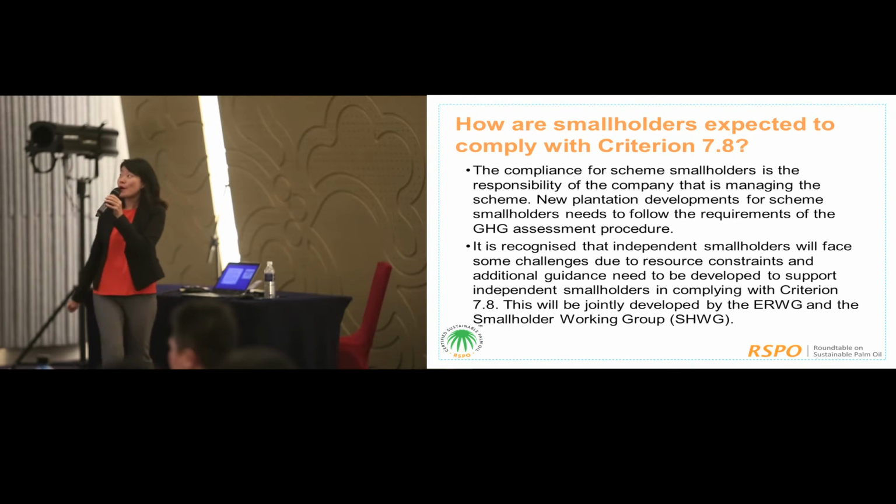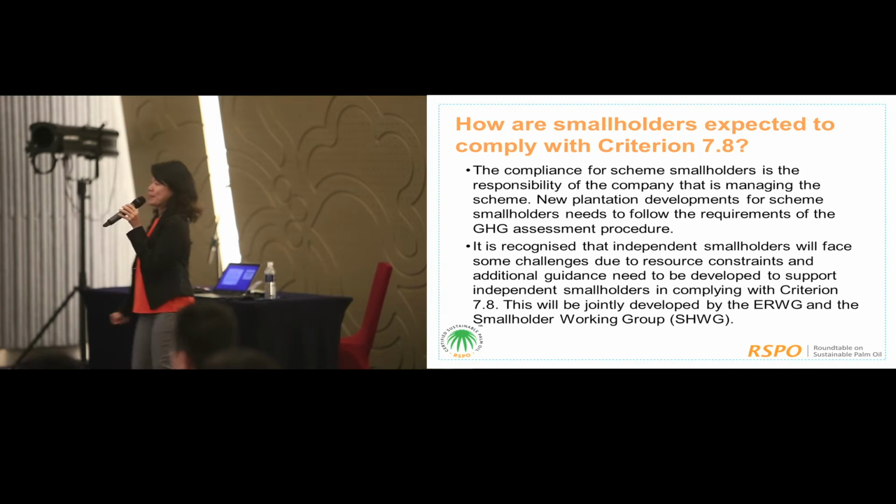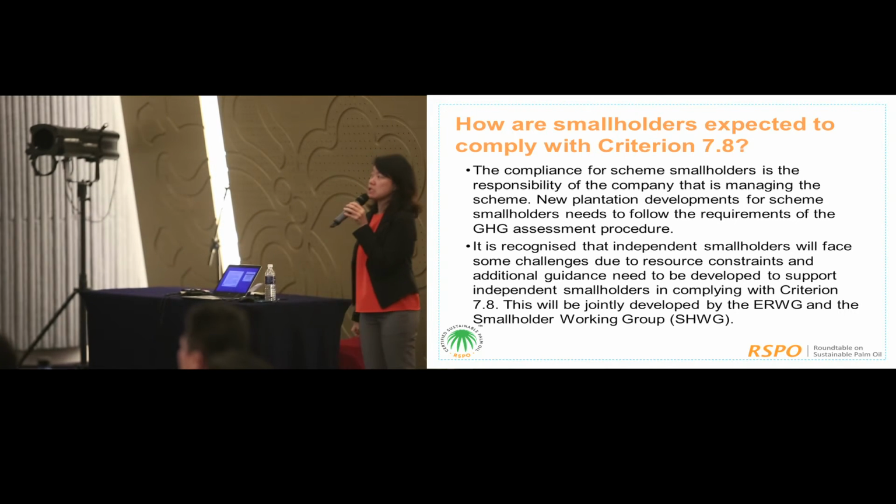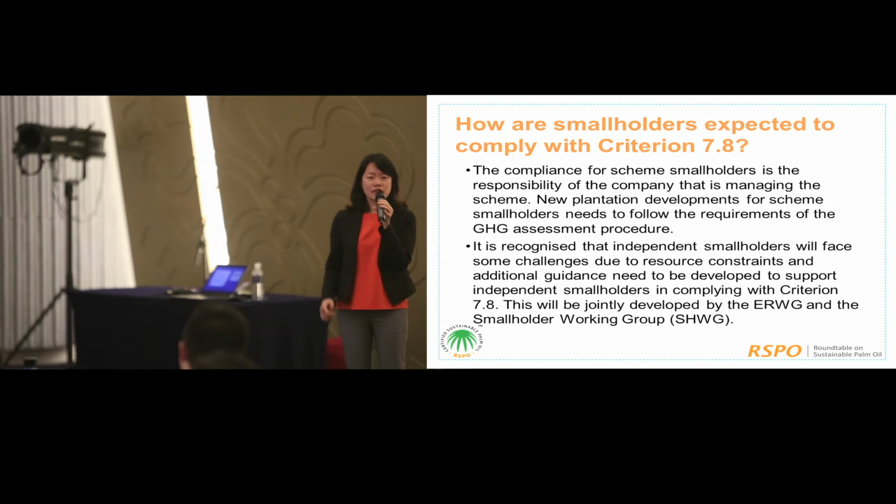Okay, how are smallholders expected to comply with 7.8? So I think maybe Julia said a little bit about this. We are coming up with a guidance. We noticed that right now we are very focused on the big companies and that we really have to think about smallholders. So it's already agreed that the emission reduction working group and the smallholder working group will have to jointly develop additional guidance just for smallholders.